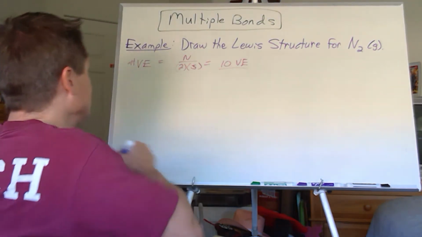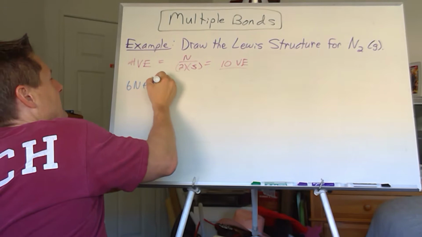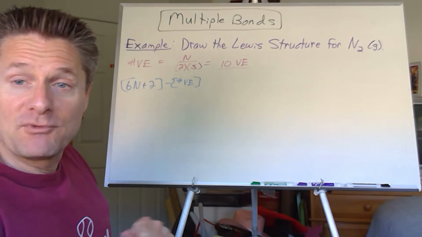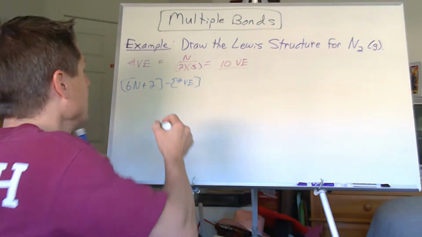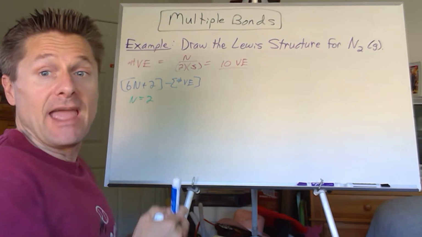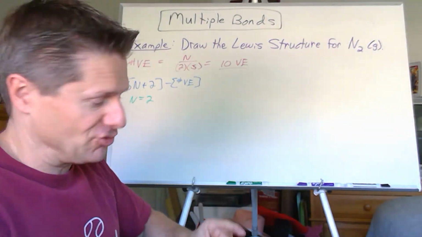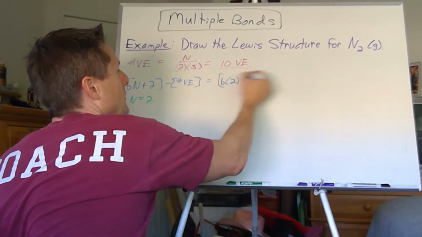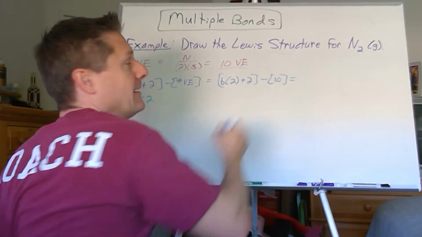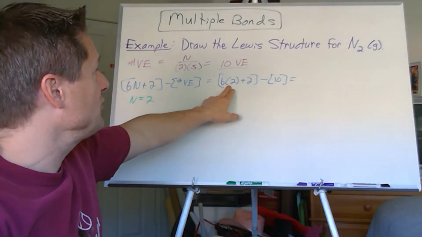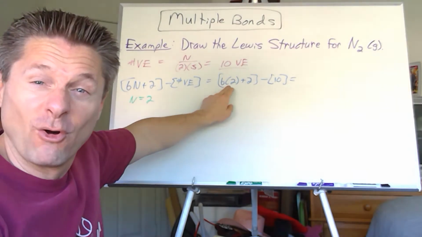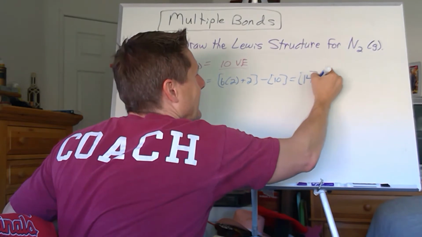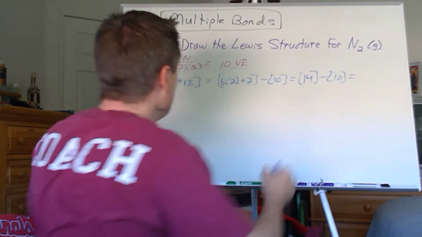Let's do the 6n plus 2 minus the number of valence electrons. So this would be step 2, right? What's n? N's the number of non-hydrogen atoms. So n will be 2 in this case, because there's no hydrogens in nitrogen. So that will be 6 times 2 plus 2 minus 10. Let's see what we got. 6 times 2 is 12. That's usually where I screw up. So 6 times 2 is 12, plus 2 is 14, minus 10.